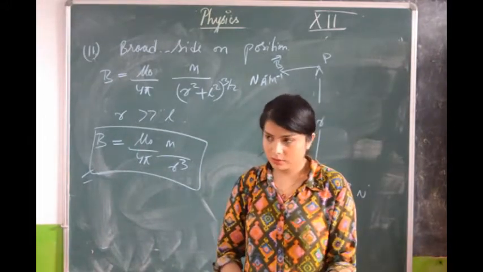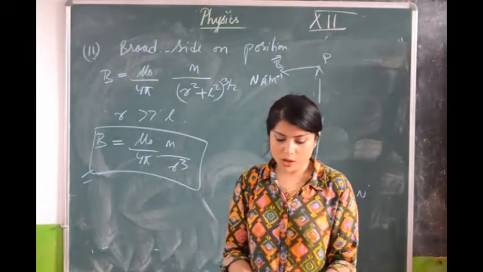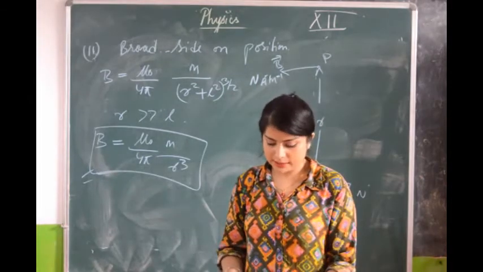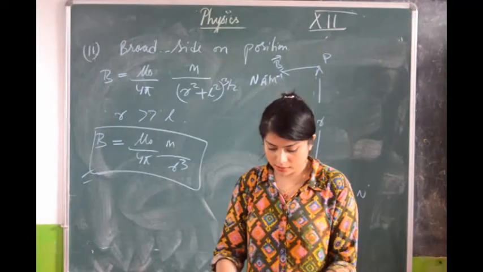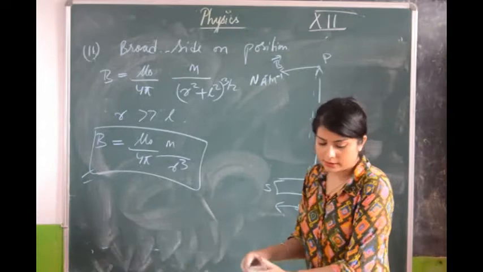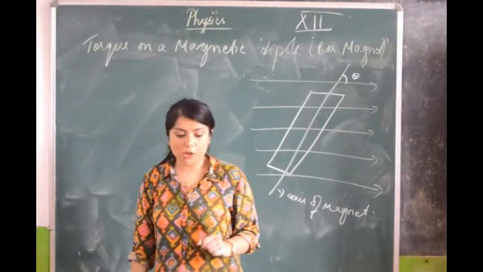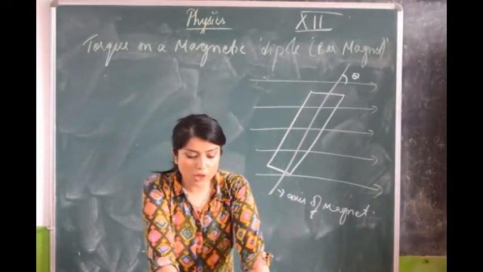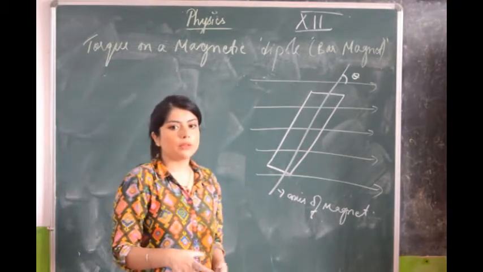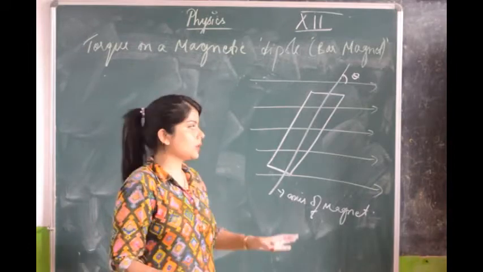Now the next topic which we are going to discuss today is torque on a magnetic dipole. It's a very short topic. Now on this topic, we are going to derive the torque on a magnetic dipole, that is a bar magnet. We have discussed this type of topic various times, so please don't get confused.